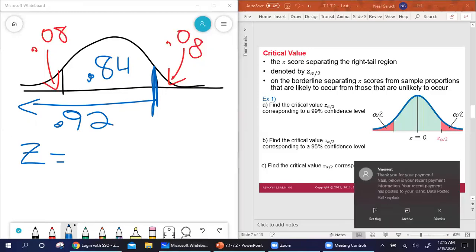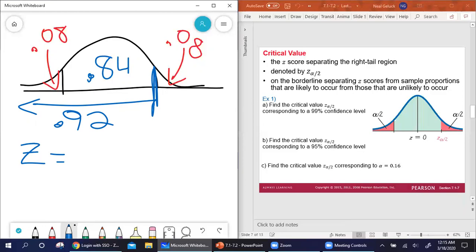Oh, looky there. And if I look for 0.92 on my z-score sheet, that should go with a z-score of 1.41. So that would be my critical value.